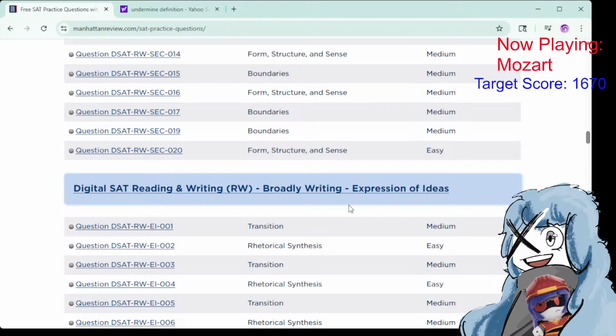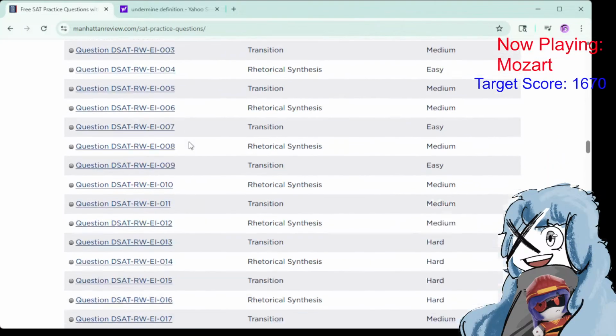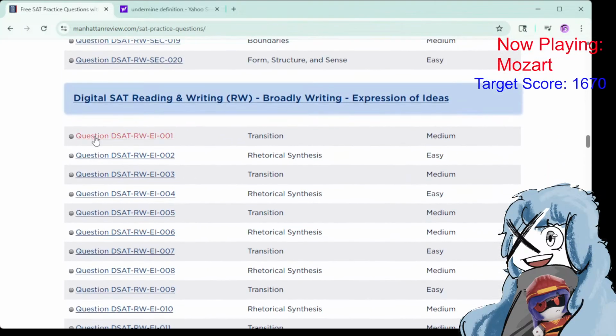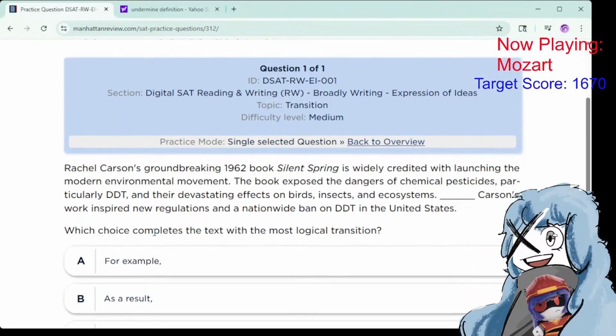Alright, last stretch, last stretch. 10 questions. We're doing transitions and rhetorical synthesis. Which choice completes the text with the most logical transition? I think these ones are pretty easy.